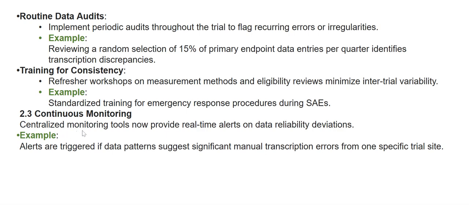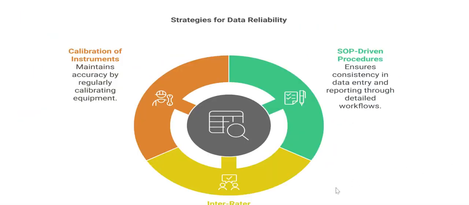Continuous monitoring. Centralized monitoring tools now provide real-time alerts on data reliability deviations. Example: alerts are triggered if data patterns suggest significant manual transcription errors from one specific trial site. Here is a summarizing diagram showing the strategies for data reliability: calibration of instruments, SOP-driven procedures, inter-rater reliability checks.